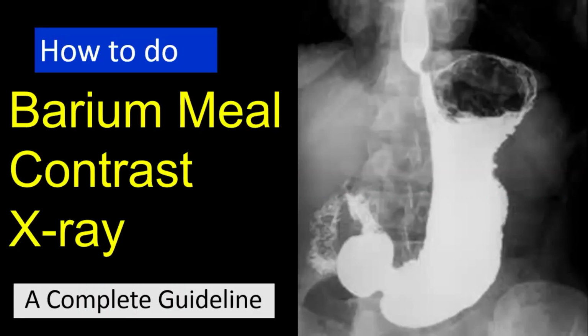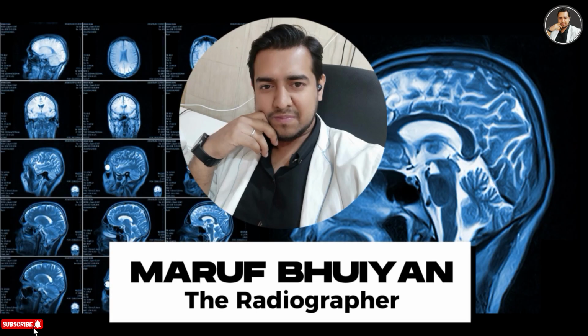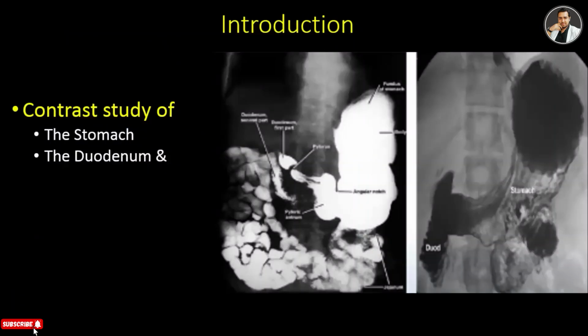Welcome to a new tutorial video and it's about a contrast X-ray and its barium meal. A very common contrast X-ray and very interesting topic. So without further ado, let's start. Barium meal is a contrast study of the stomach and the duodenum and sometimes the distal esophagus.